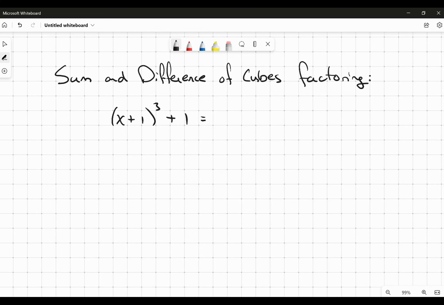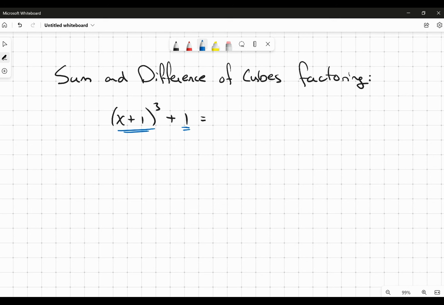Hi, everybody. In this video, we're going to take a look at another factoring problem. Again, that's the same style of question. We're looking at sum and difference of cubes. This one's a bit more complicated because what we've got here is x plus 1 cubed plus 1. So there are the two terms here, and I hope it's clear that they're both cubed.